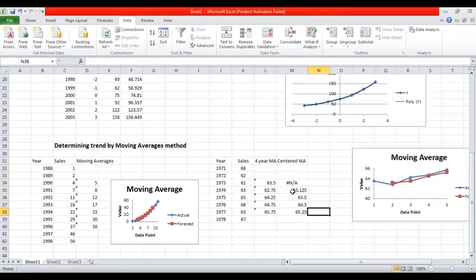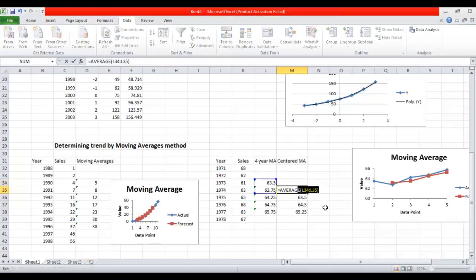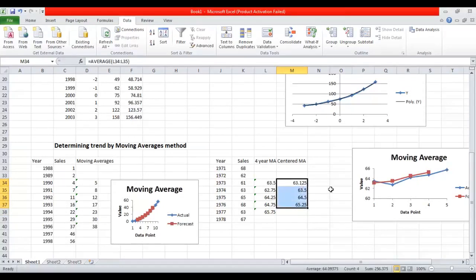Now if you observe, these values will be placed. Generally the value was in between. This 63.5 was in between 72 and 73. So if you find the average between these two, it will start from 73. So if you delete this value, we get the centered moving averages. So this is the required moving averages trend values.